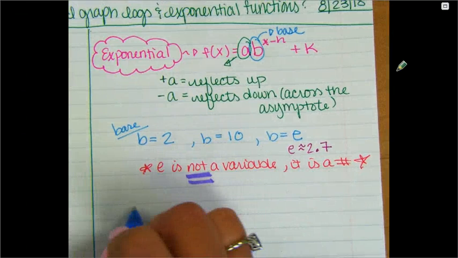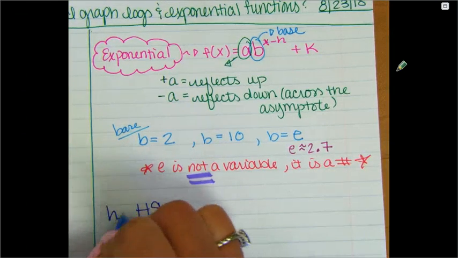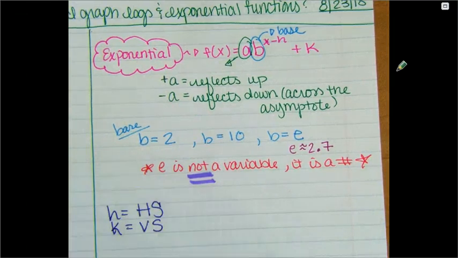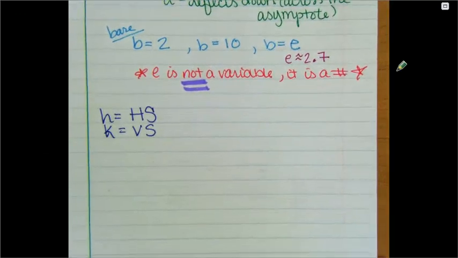All right, we have horizontal shift. Remember, H is your horizontal shift, and K is your vertical shift. But, there's a big but here. We are not shifting from the origin. Do you hear me? We are not shifting from the origin. So far, we've always shifted from the origin, yes? We start at 0, 0, and we've gone left or right, up or down. Do you remember this? Okay, exponentials do not start at the origin.